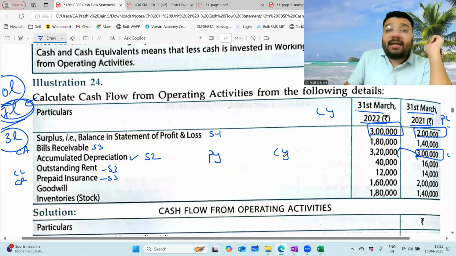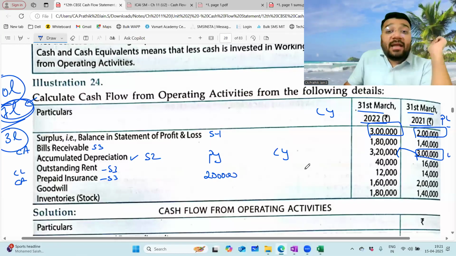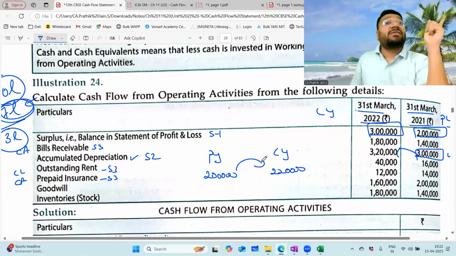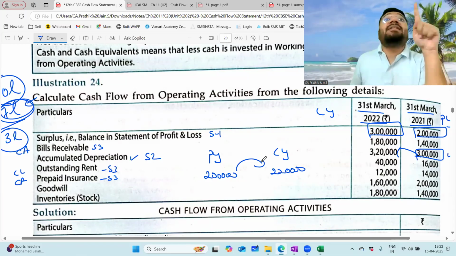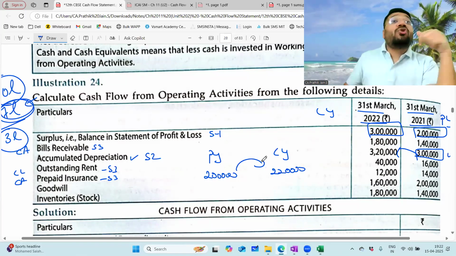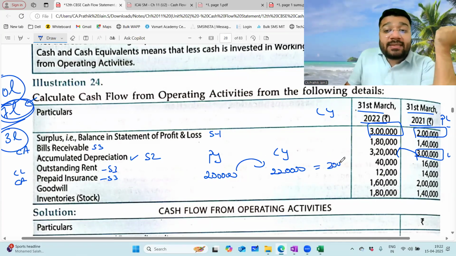Previous year, current year. Previous year, goodwill was 2 lakh. Current year, goodwill became 2,20,000. So goodwill is increased or decreased? Goodwill is increased. So when does goodwill increase? Only when you purchase goodwill. The more goodwill you buy, the goodwill will increase. So increase of goodwill, purchase of goodwill, is nothing but your 20,000 rupees investing activity.